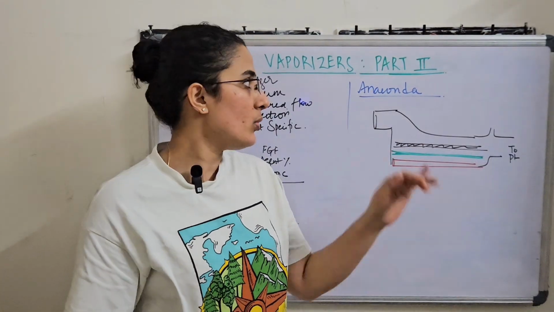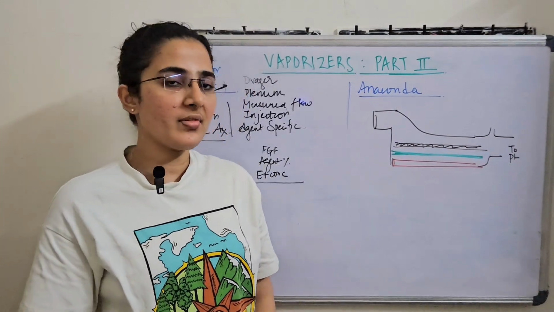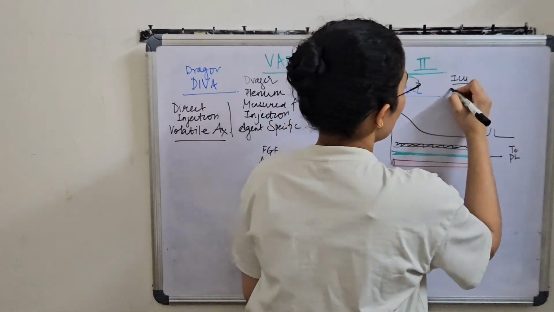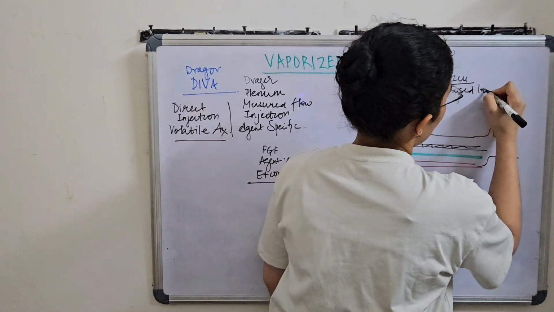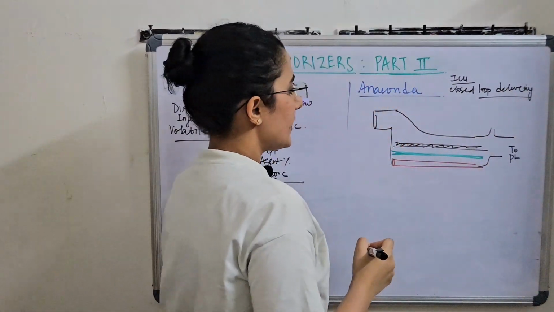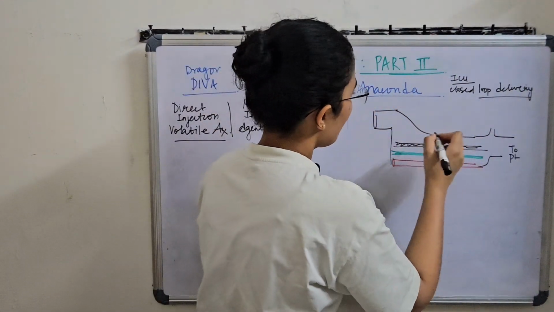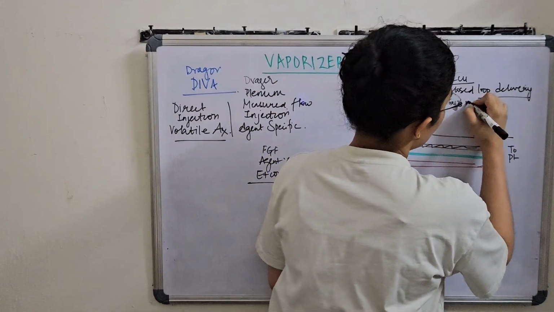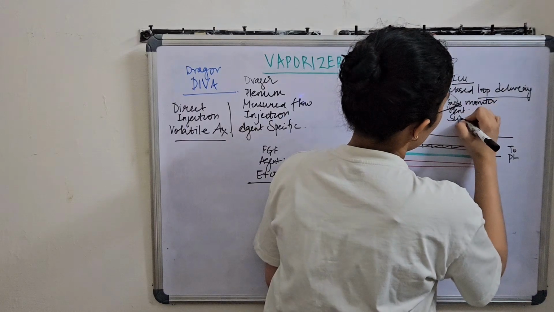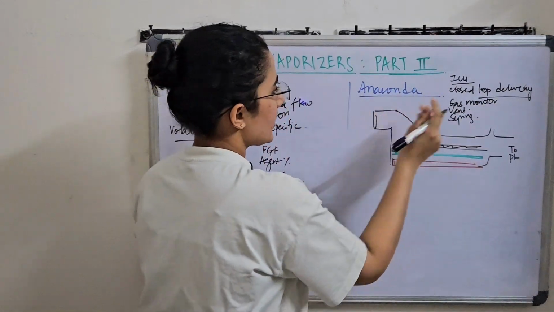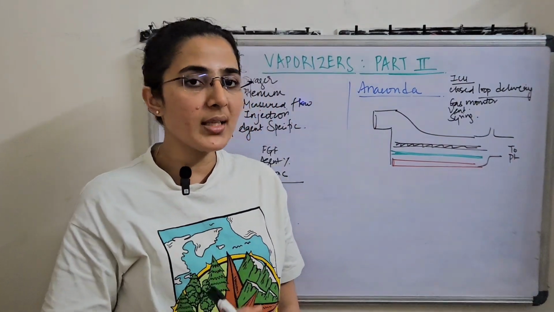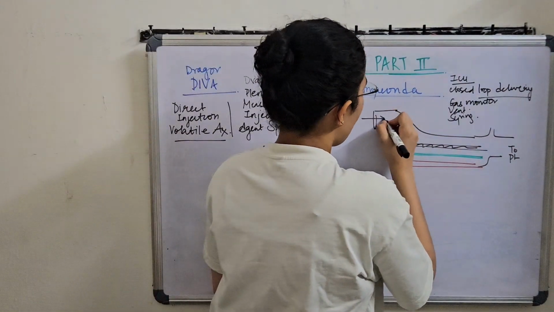Right. So next we will come to the Anaconda. This type of vaporizer is used in ICU settings. It is a closed loop delivery system. The patient is connected to a gas monitor, a ventilator and a syringe pump. The Anaconda is present between the catheter mount and the Y piece of the circuit. So here is the Y piece.